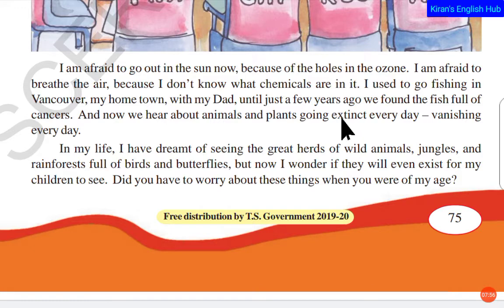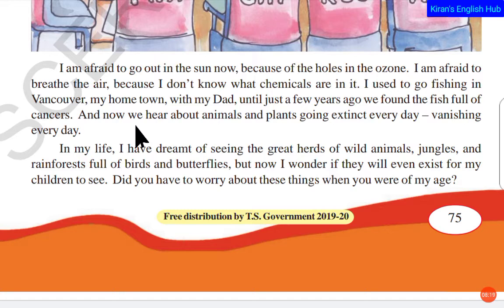I used to go fishing in Vancouver, my hometown, with my dad. Vancouver is the place where she was born. Until just a few years ago, we found the fish full of cancers. So she used to go fishing with her father in her hometown, and one day she found a fish full of cancers.